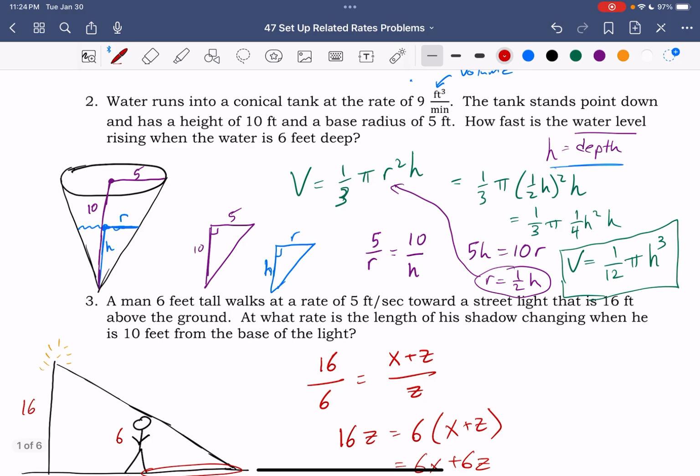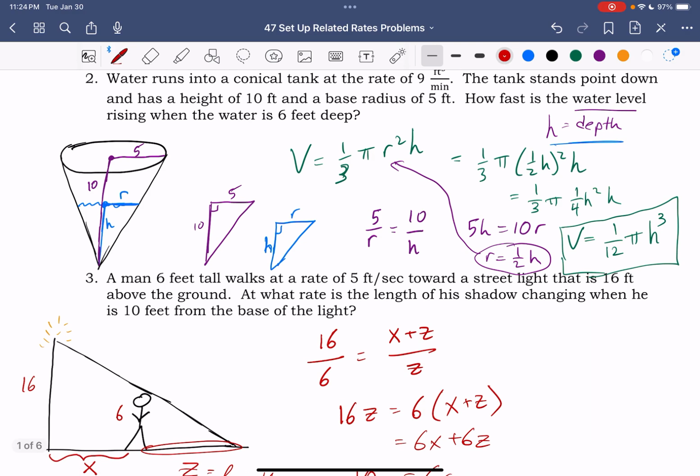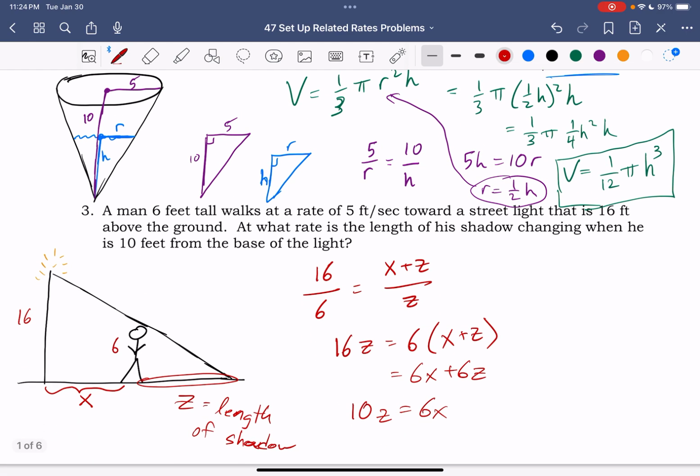But when you can, it is beneficial to go ahead, especially if it works out nicely, like the second example, volume in terms of height. Here we have Z in terms of X. Even though they both have coefficients, we can leave those. Coefficients are easy enough to work with in the next step.